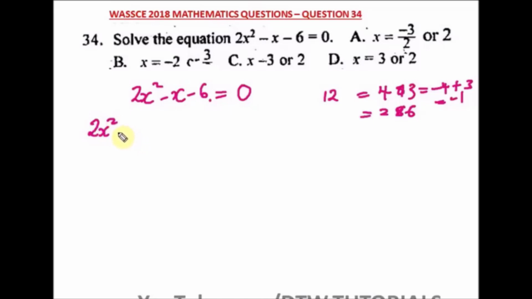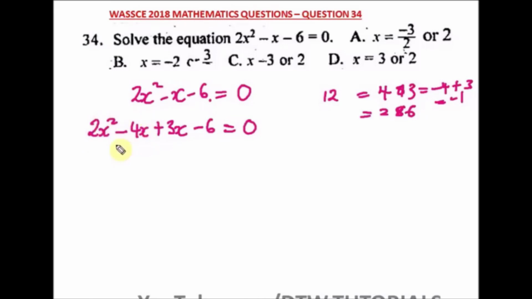Okay, so from here let's put in our values down. We have 2x squared minus 4x. I hope you remember factorization. If you don't, please try to watch a video on the DTW tutorials channel that would explain this better, okay? So we have minus 4x plus 3x, then drop your minus 6 equal to 0.